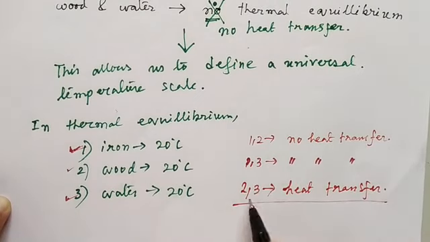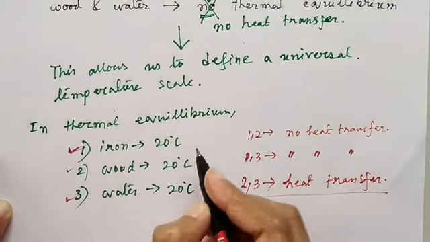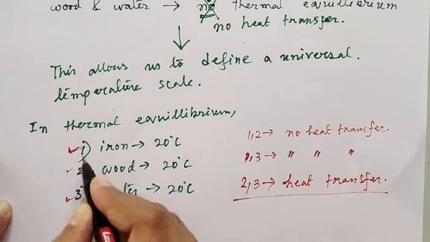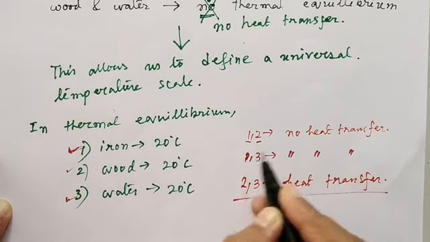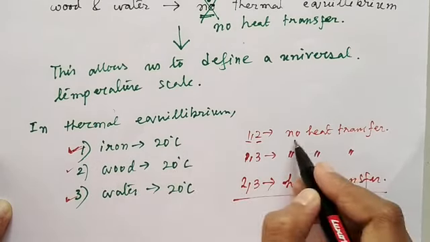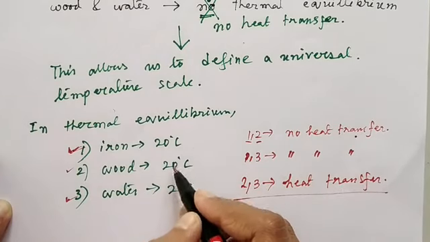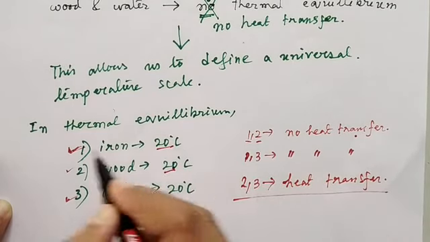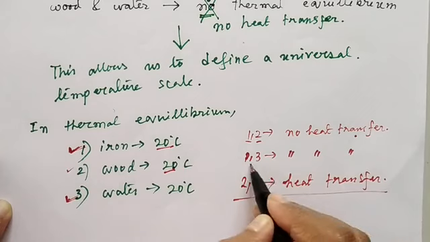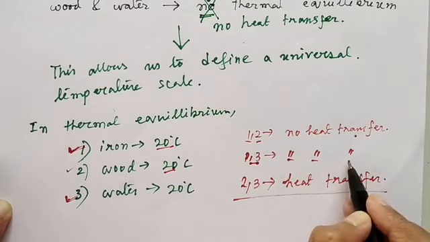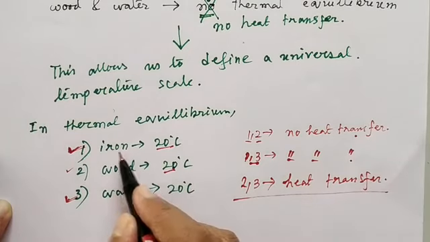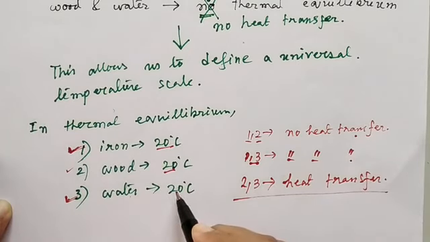So the problem with this is that for the iron and the wood pair, that is 1 and 2, the temperature scale will be, as there is no heat transfer, so we can say that both are in the same temperature according to this temperature scale, both are at temperature 20 degrees centigrade. Now when the first and the third are put in thermal contact and you observe no heat transfer, then according to that temperature scale, the iron and wood are also at 20 degrees centigrade.